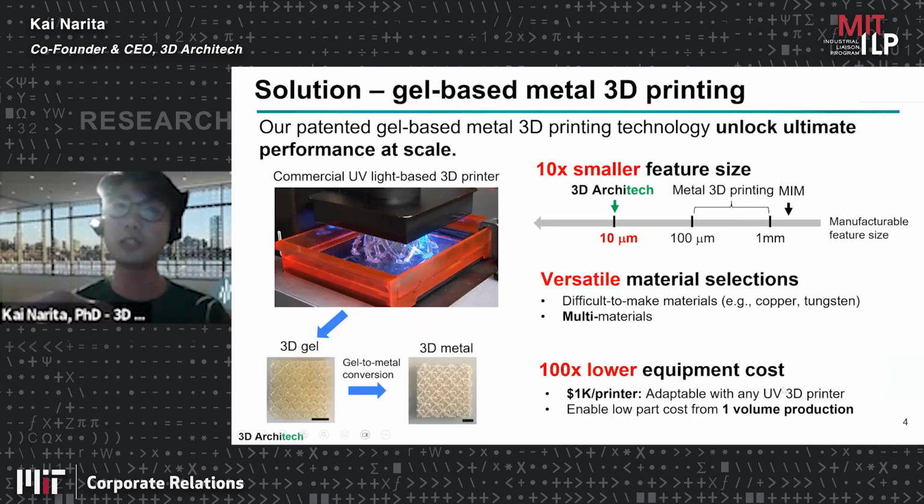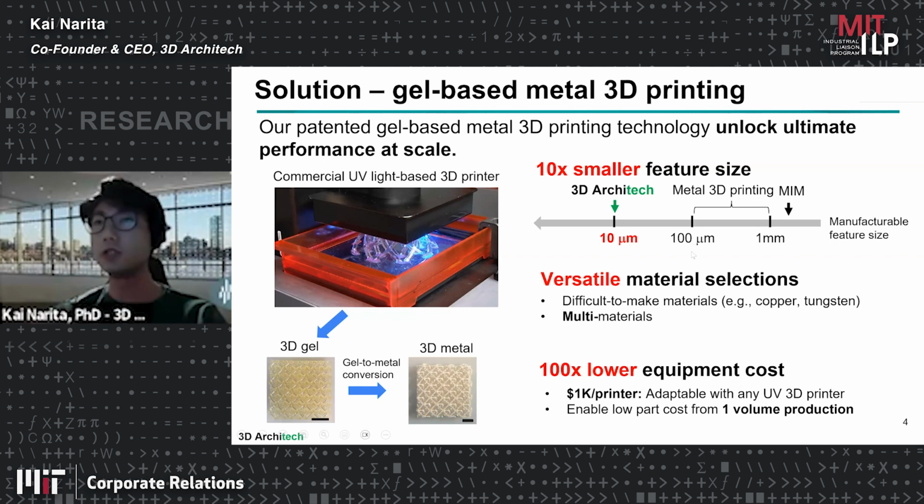So to tackle these challenges, we invented a new technology of making metals, which is a gel-based metal 3D print technology. Instead of using any metal material such as metal powder or metal wire, we use a gel. We have proprietary gel materials, which can be 3D printed by a commercially available UV light-based 3D printer, which is typically used for making resin or plastic. By using this 3D printer, we make a 3D structural gel. We have a chemistry that can convert the gel to metal. So basically, we use this type of 3D printer to make metals.